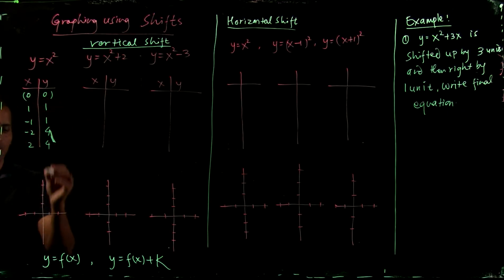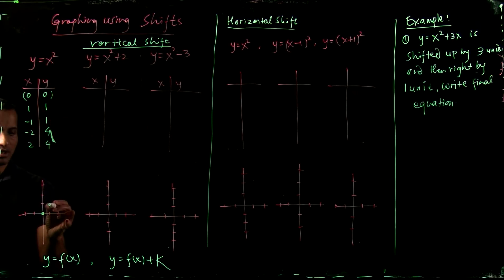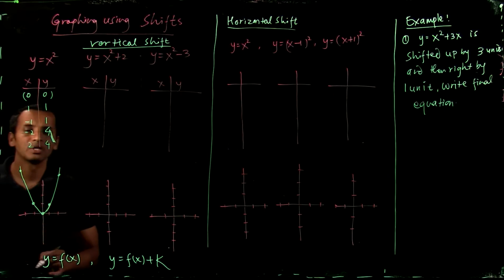0, 0. This is one point, right? 1, 1. This is another point. Negative 1, 1. This is another point. 2, 4, maybe somewhere here. And negative 2, 4, maybe somewhere here. And you join it. So this is a parabola, right? The graph is the parabola.